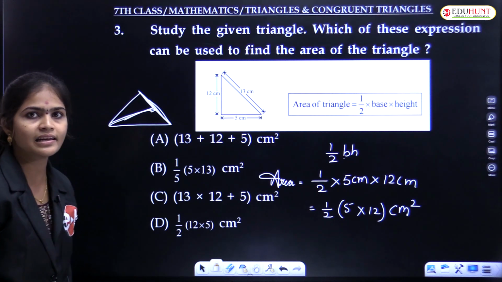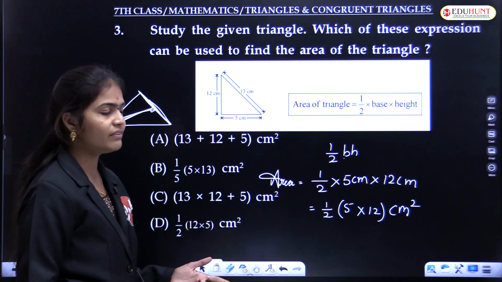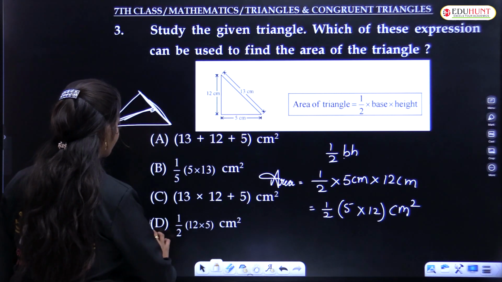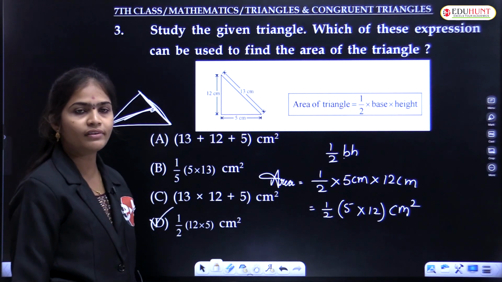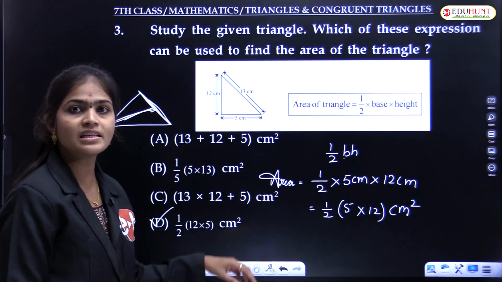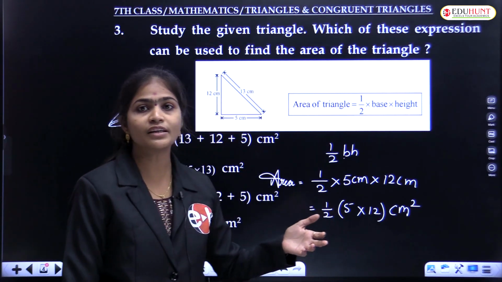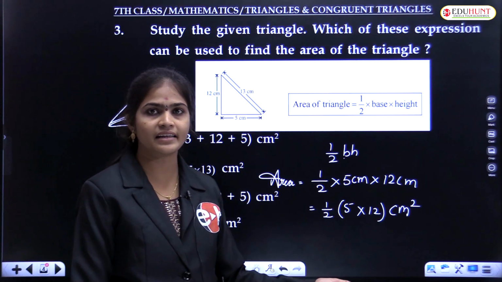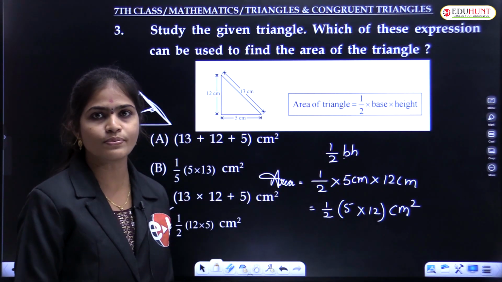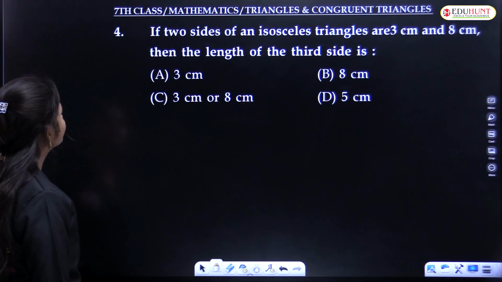So which option is correct? Yes, half into 12 into 5, or 5 into 12, anyway we can write it. So here the option is half into 12 into 5 centimeter square. Is it clear to you? Just substitute those values here. We just have to identify which one is the base and which one is the height, then substitute those values. Okay, so let us see the next question.